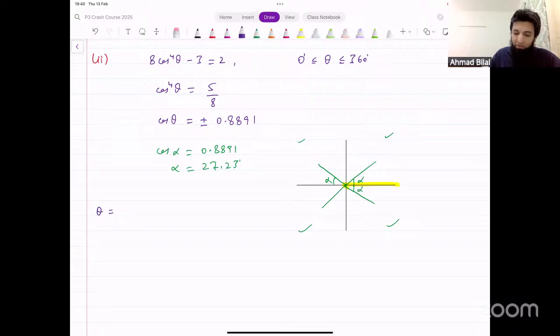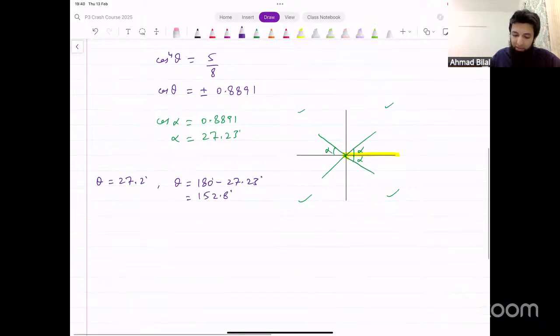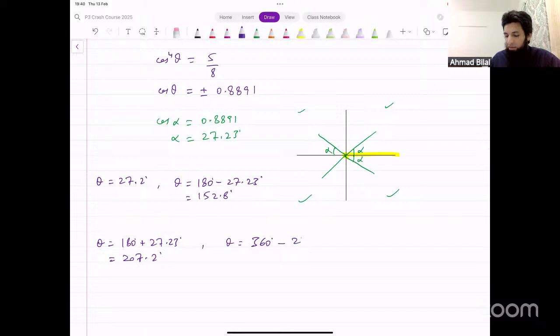The first angle is going to be 27.2 in the first quadrant. In the second quadrant, 180 minus 27.23, that is 152.8 degrees. Then in the third quadrant, you have 180 plus 27.23, that would be 207.2 degrees. And then in the fourth quadrant, you have 360 minus 27.23, and that would be 332.8 degrees. These are the 4 possible answers.